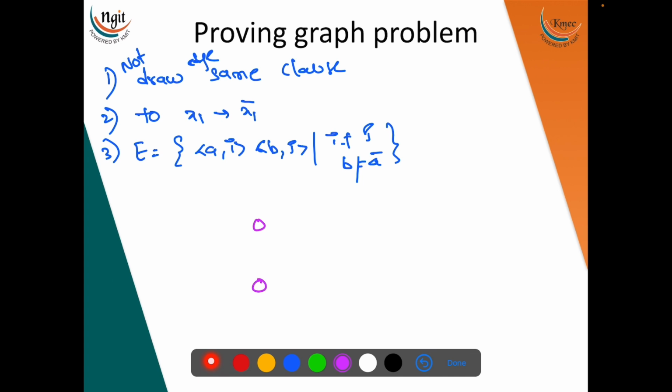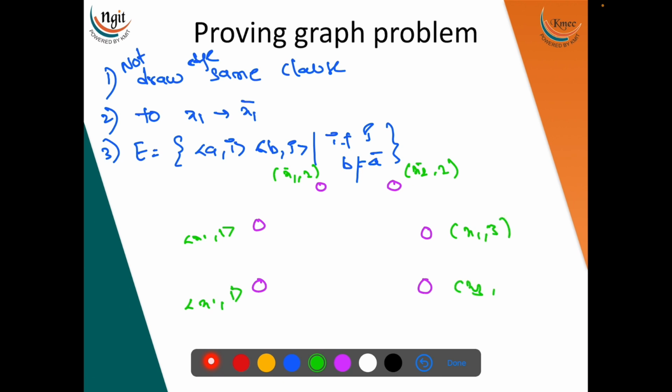The first clause is what? X1 and X2. Second clause is what? X2, X1 bar and X2 bar. Third clause is what? X1 and X3. Now, this is X1 comma 1. And this is X1 comma 1. This is X2, this is X1 bar comma 2. And this is X2 bar comma 2. This is X1 comma 3. This is X3 comma 3. According to this property, you have to connect the edges.